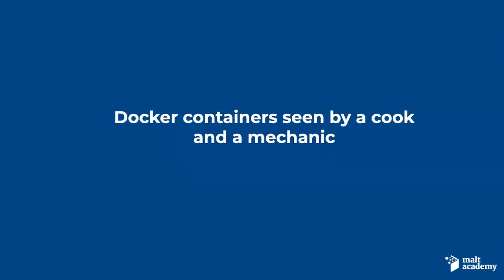So the title is Docker Containers Seen by Quick and Mechanic. To put it simply, what I wanted to try is to explain what containers are using what we do in our day-to-day life, like making cakes or fixing cars and so on and so forth. Because I'm deeply convinced that containers are not that complicated to understand and to use. And if we look at what we are used to in our day-to-day life, we can find similarities between our lives and how a container works, right?